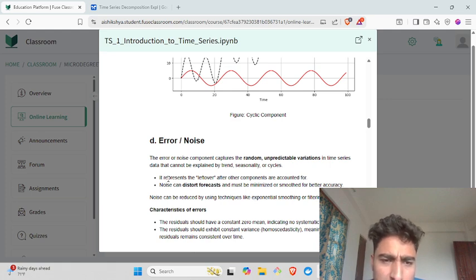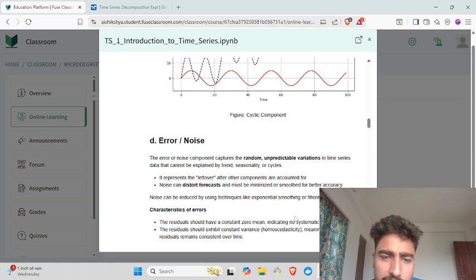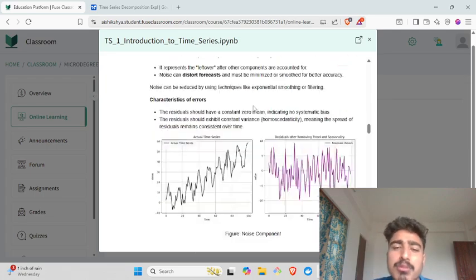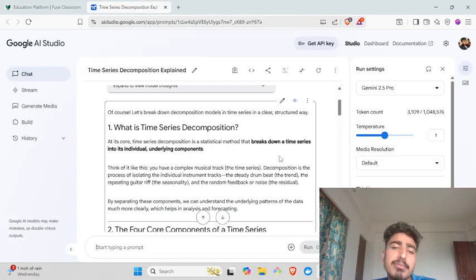And it represents the leftover after other components are accounted for. Noise can distort forecasts and must be minimized or smoothed for better accuracy, here by using things like exponential smoothing or filtering. We know noise can bring inaccuracy to our model and distort forecasts, and we should minimize that. We actually know that. Let's not talk more about it, and let's get into time series decomposition finally.